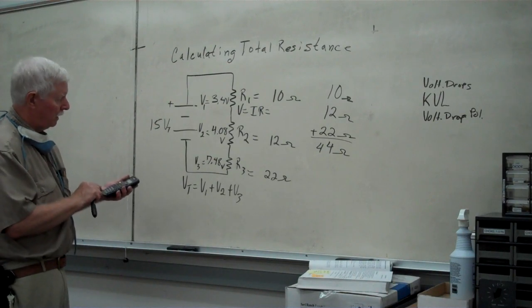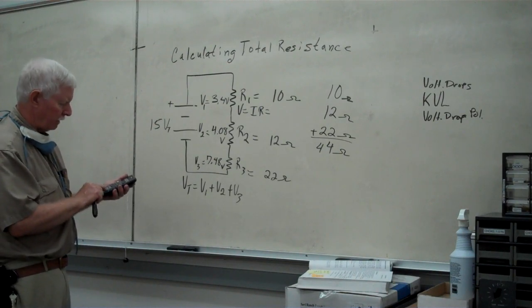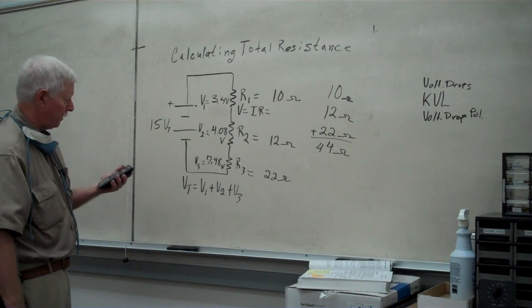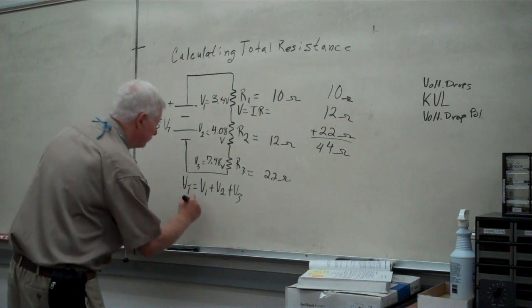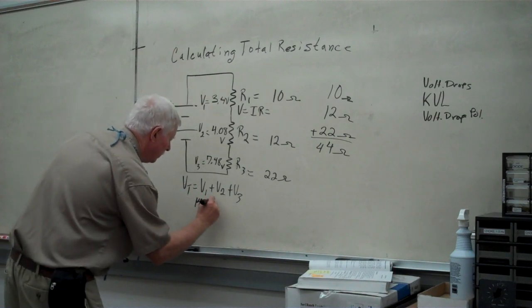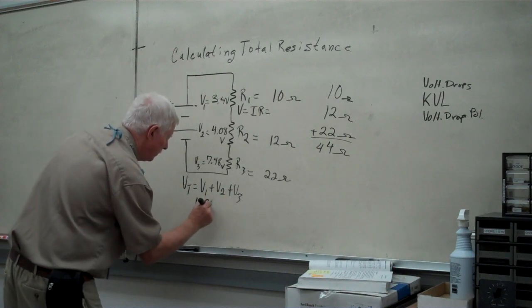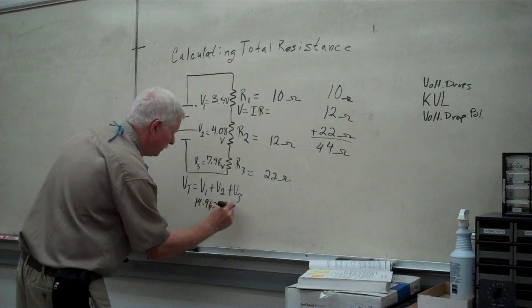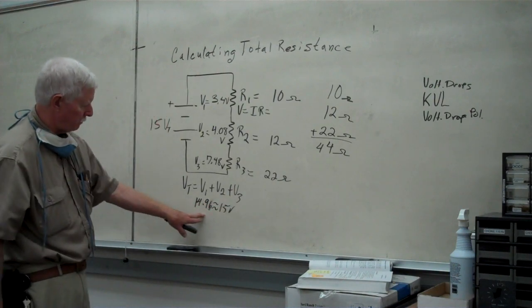3.4 volts plus 4.08 plus 7.48 is equal to 14.96. It's approximately equal to our source. This is what you should pretty much get.